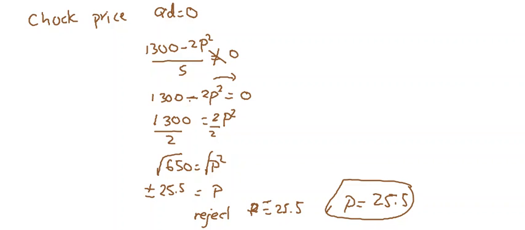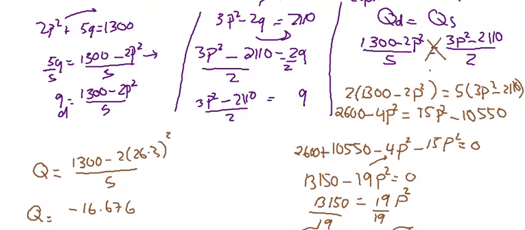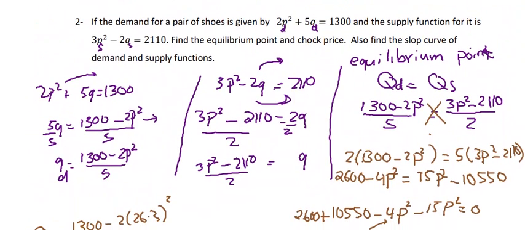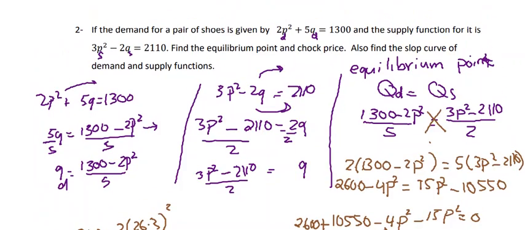Now he asks you also to find the slope. So how will we get the slope? To get the slope for the first equation and the second equation, we use the derivative. Or also you can use the maximum and minimum. Here we can use it by maximum and minimum.